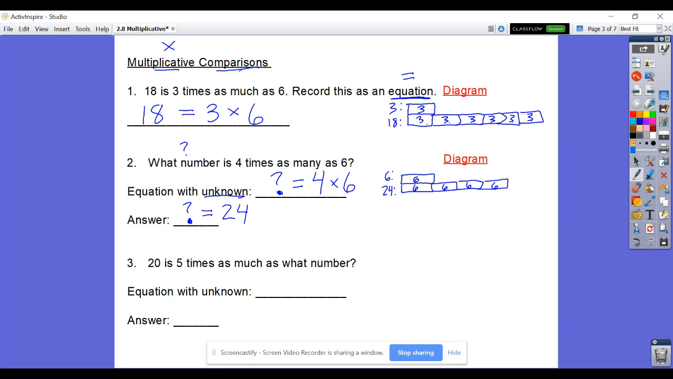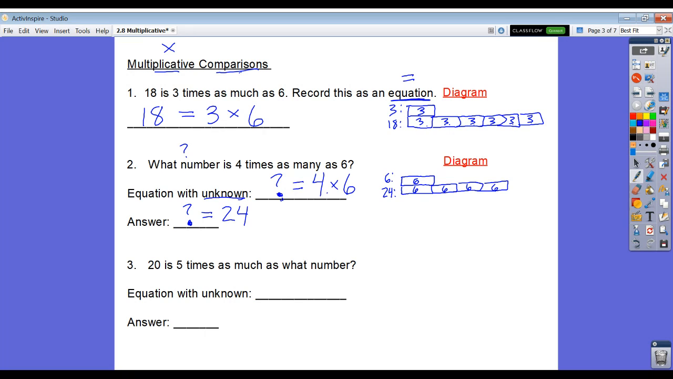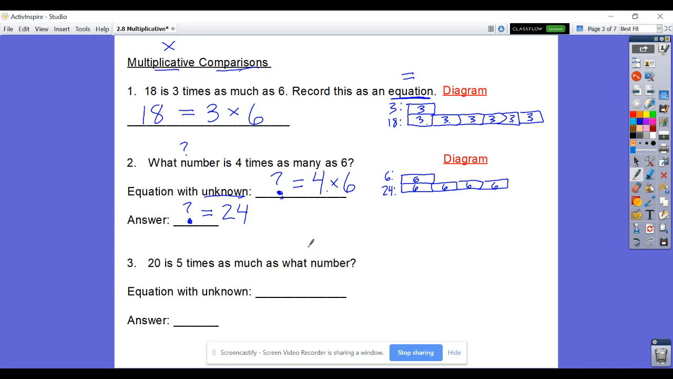Let's do this next one. 20 is 5 times as much as what number? Now we're getting even a little trickier here. We still have an unknown, and now one of the unknowns is our factor. Last time the unknown was just our product, so it was pretty easy. You knew your fact. This time it'll be a little bit trickier, although you might have figured this out already. So let's say this time for a number, we're going to call it n. And you can pick any letter or symbol. I'm just picking the n because it says number.